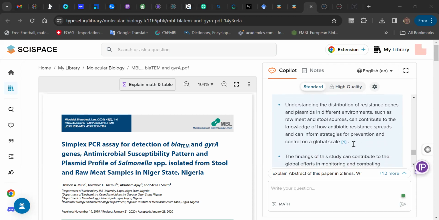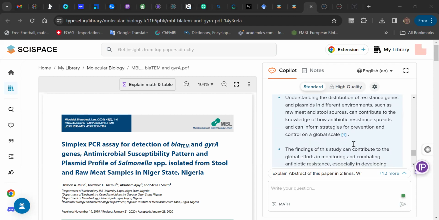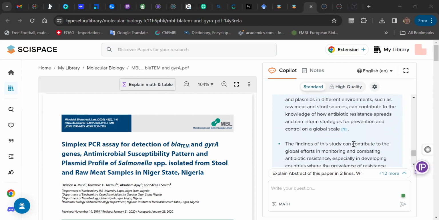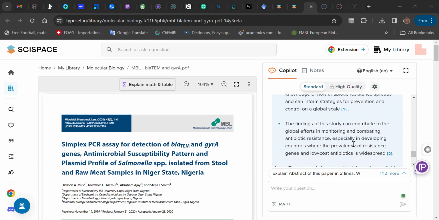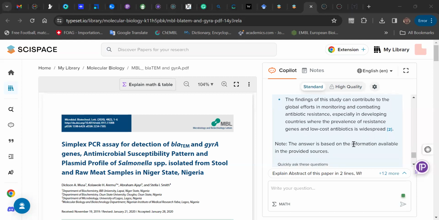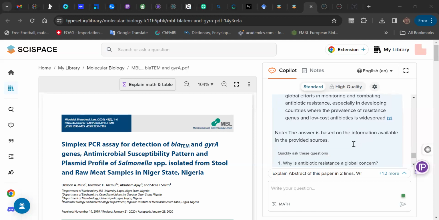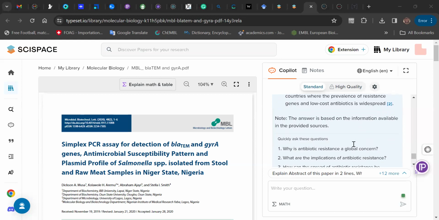Understanding the distribution of resistance genes and plasmid in different environments, such as raw meat and stool sources, can contribute to the knowledge of how antibiotic resistance spreads and can inform strategies for prevention and control on a global scale. The findings of this study can contribute to the global efforts in monitoring and combating antibiotic resistance, especially in developing countries where the prevalence of resistance genes and low-cost antibiotics is widespread. Note, the answer is based on the information available in the provided sources, which is this paper.